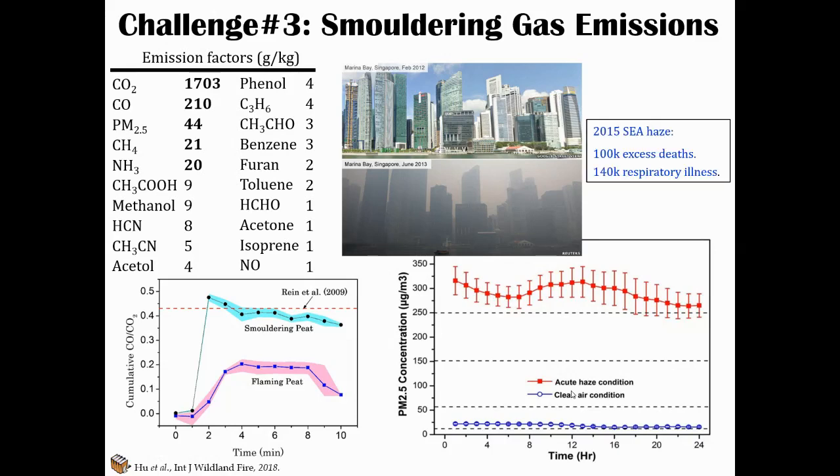No wonder that when there are haze events, it leads to dramatic emergencies in hospitals because of respiratory and cardiac illnesses. We're talking about 100,000 excess deaths when these haze events happen in Southeast Asia because of Indonesia, Singapore, and Malaysia. Or, for example, in 2015, they measured 140,000 respiratory illnesses and emergencies in the hospitals.